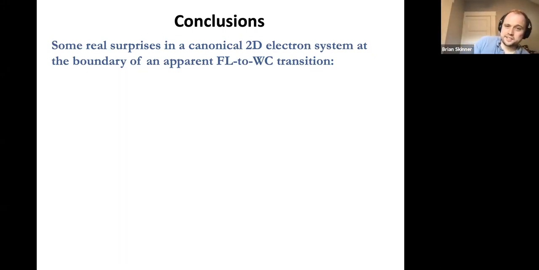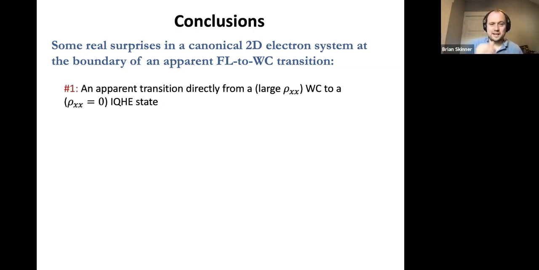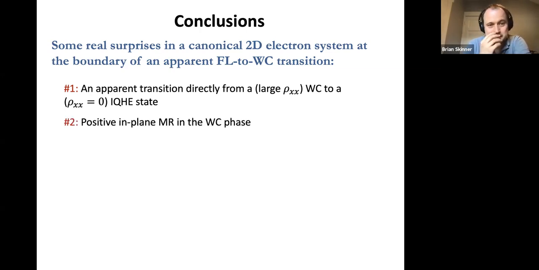It looks like a canonical instance of the Fermi liquid to Wigner crystal transition. But we're seeing in the vicinity of that transition what I count as at least 5 big puzzles. The first one is an apparent transition directly from a Wigner crystal to an integer quantum Hall state with dissipationless edges. When you apply an out-of-plane magnetic field, it's not clear how to think about that.